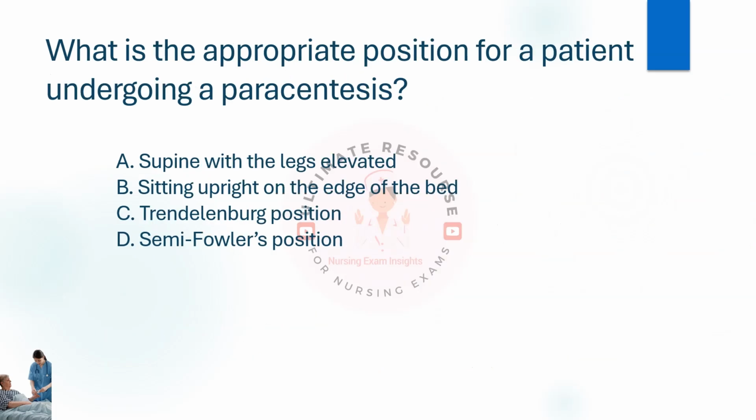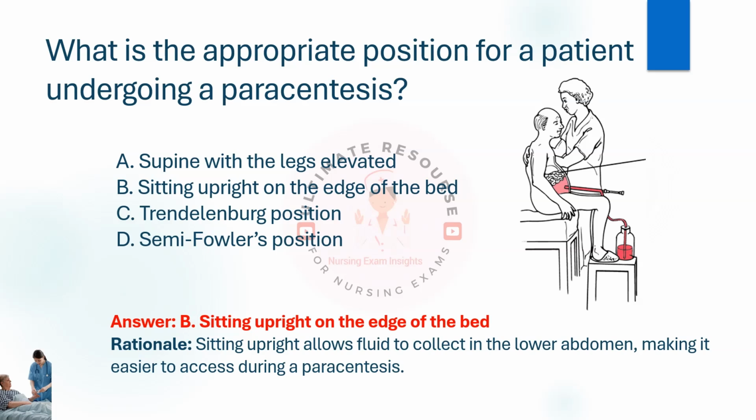What is the appropriate position for a patient undergoing a paracentesis? Options are A, supine with the legs elevated, B, sitting upright on the edge of the bed, C, Trendelenburg position, D, semi-Fowler's position. Answer is B, sitting upright on the edge of the bed. Sitting upright allows fluid to collect in the lower abdomen, making it easier to access during a paracentesis.